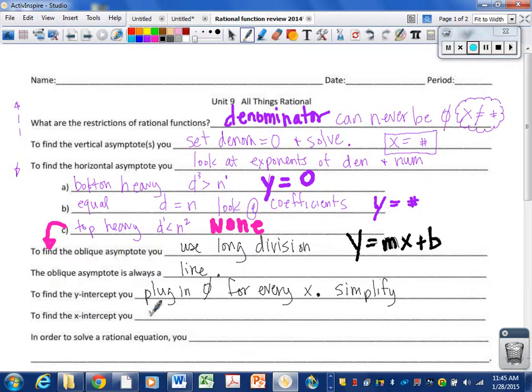Okay, to find the x-intercept, you set your numerator equal to 0. This is the only thing you ever do with your numerator. Set your numerator equal to 0 and solve. Okay, whatever value that happens to be is going to be your x-intercept. And of course, if your x-intercept and your vertical asymptote are the same, you're going to have yourself a hole where that asymptote-intercept is supposed to be. Okay, so check your x-intercept with your vertical asymptote. If these things are the same, you're going to have a hole rather than a nice rational graph.